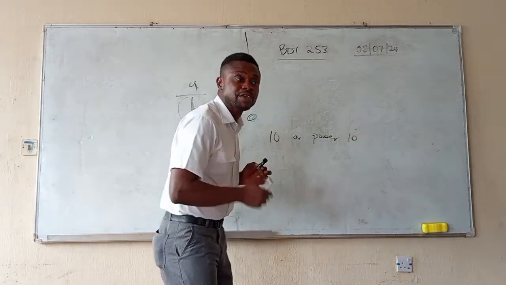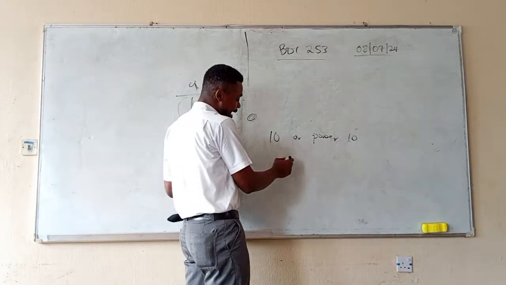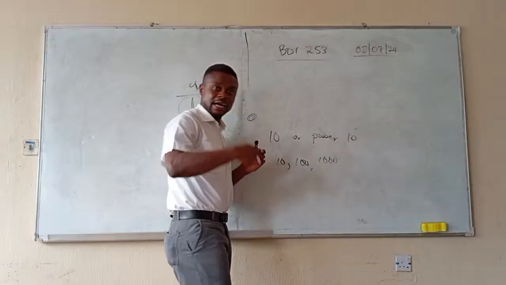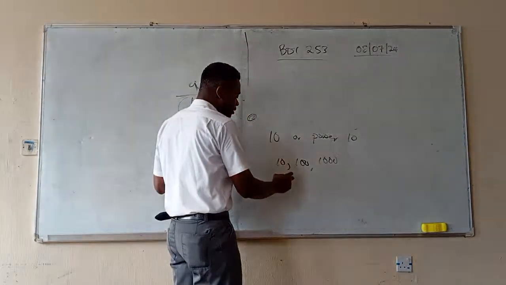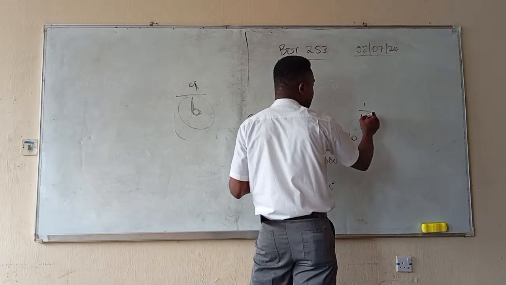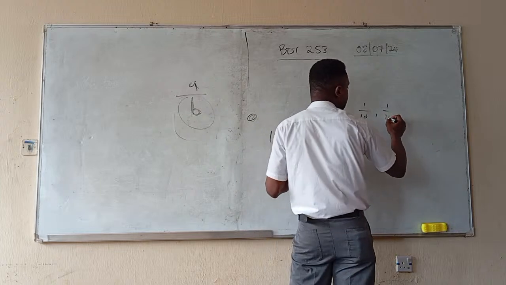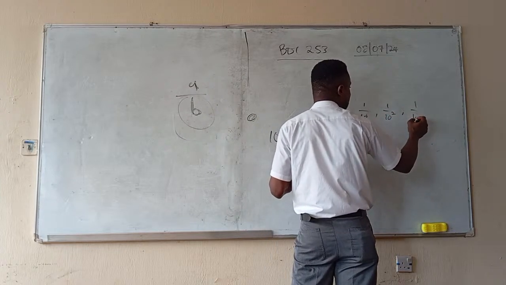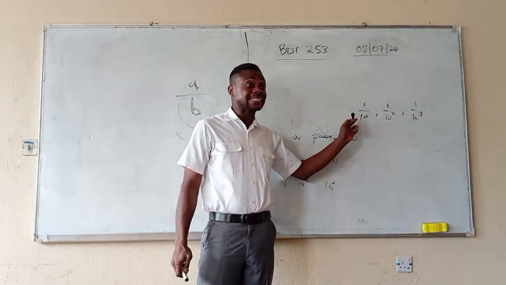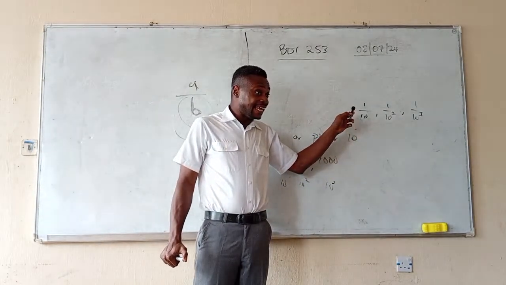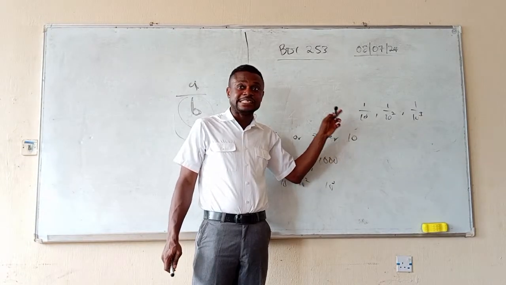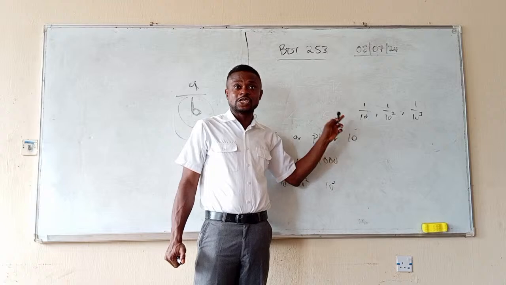So that means the denominator can be what? 10, 100, 1000, as the case may be. That is 10 raised to power 1, 10 raised to power 2, 10 raised to power 3. So these things, 1 over 10, 1 over 10 raised to power 2, 1 over 10 raised to power 3, these are decimals, even though they are in common fraction form, right? But you express them decimally.